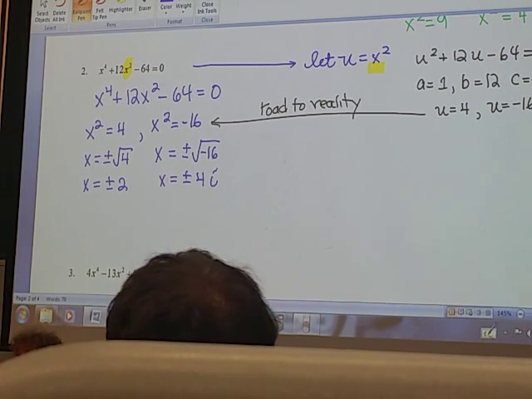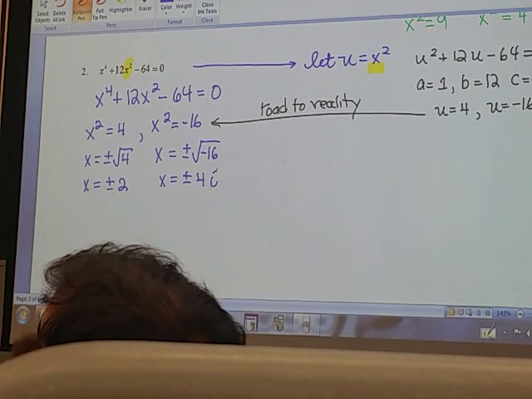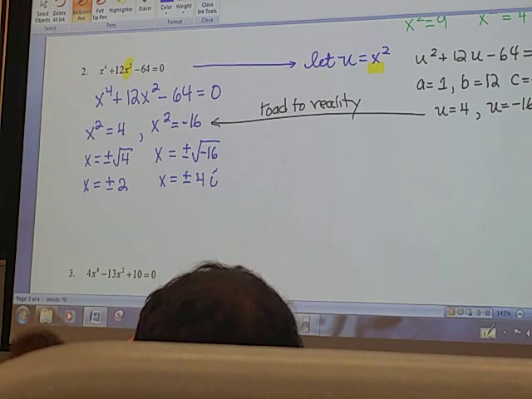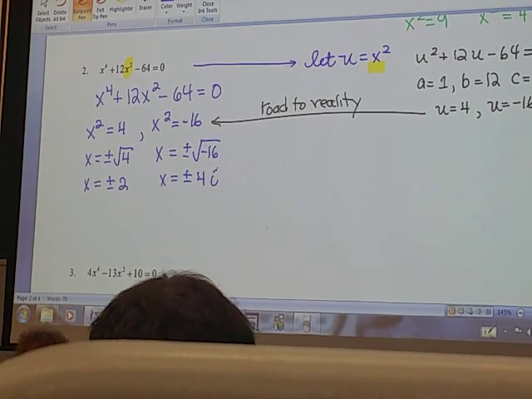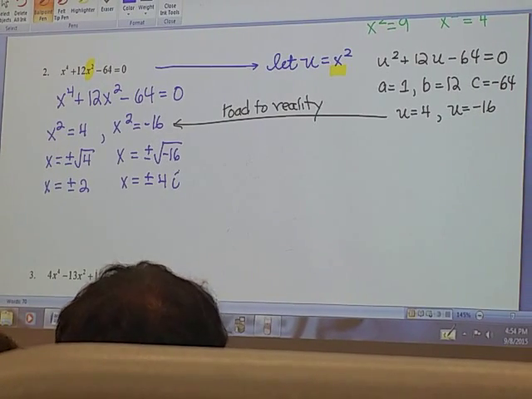Yes? Question. I got the same numbers, but I got positive 16 and negative 4. Okay, those aren't the same numbers. Well, I mean, it's the sign. No, that's not just the sign. That's off by 32. From negative 16 to positive.